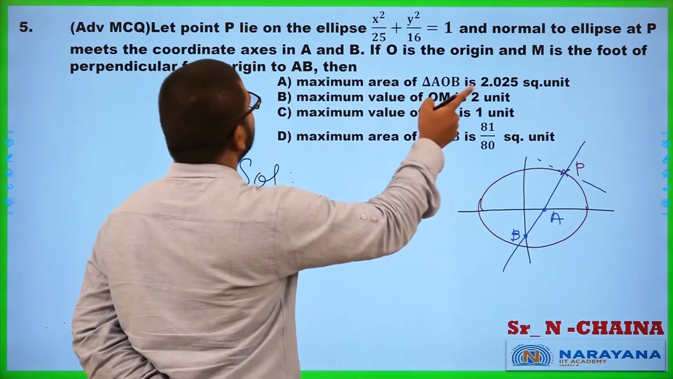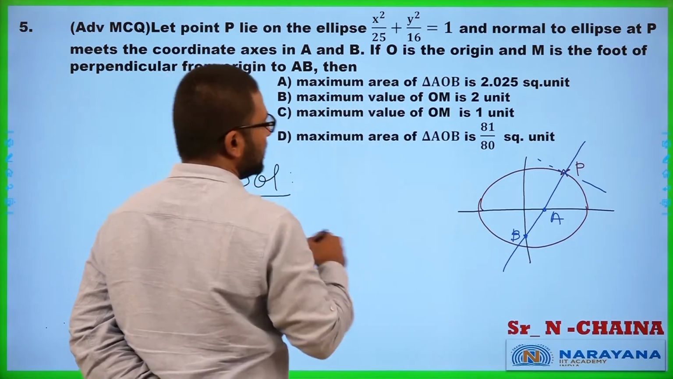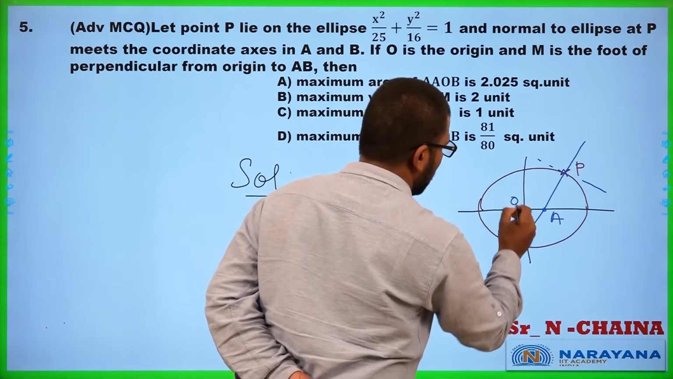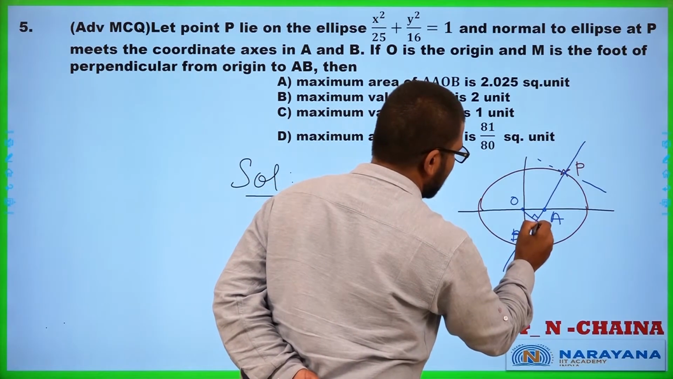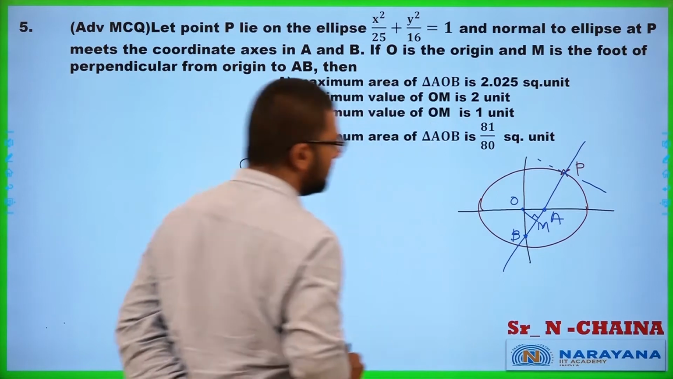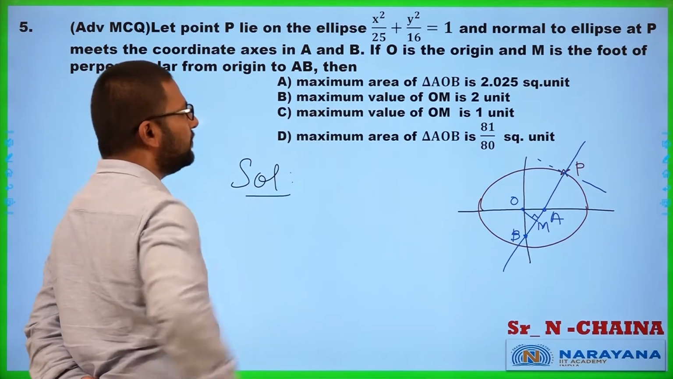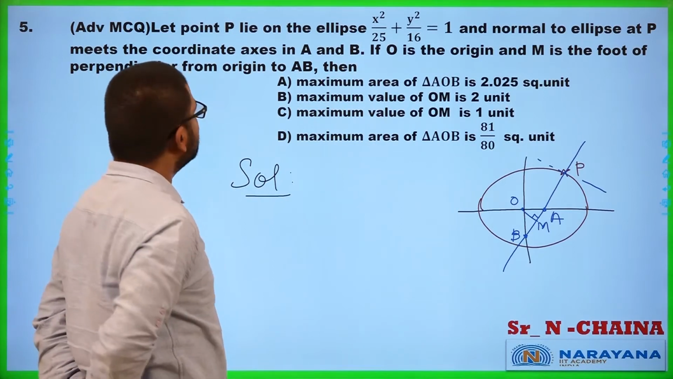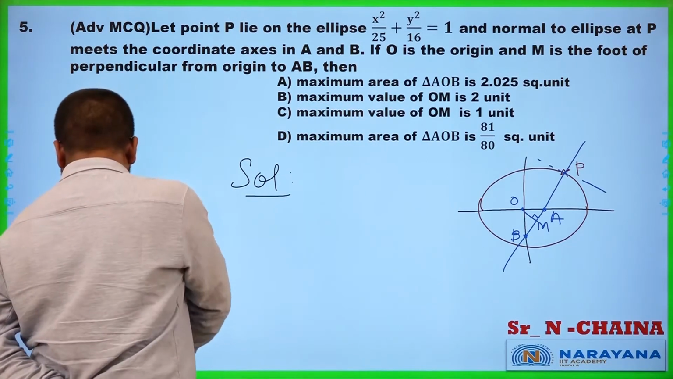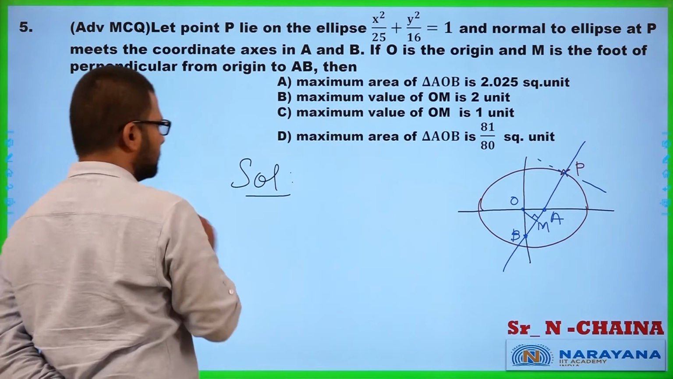From O, we are dropping a perpendicular to AB. So from O, drop a perpendicular to AB. Let us call that point M. Then we need to find the value of OM and the area of triangle AOB. So to begin with, let us first write the equation of the normal.